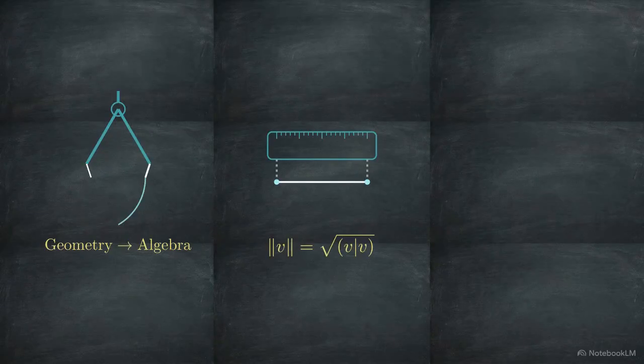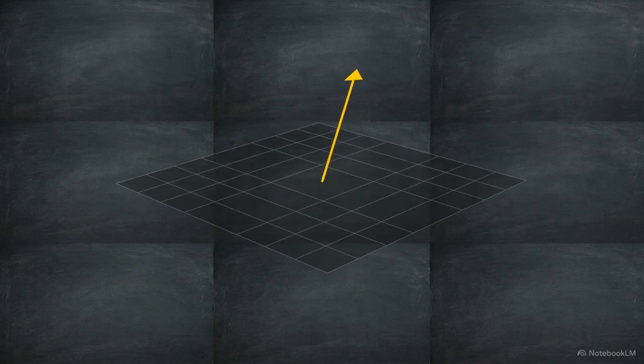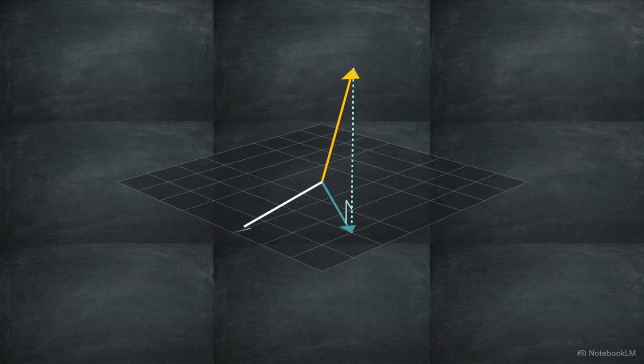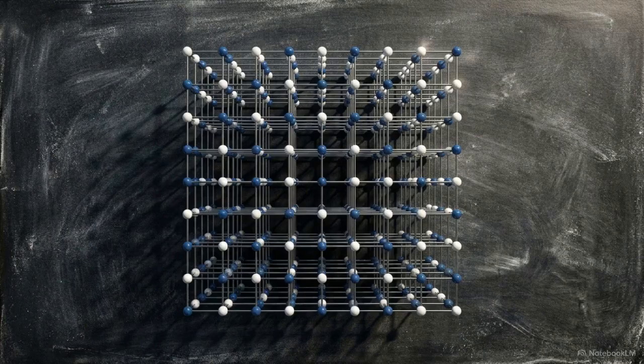To recap, inner products translate geometry into algebra, providing the formulas for length, distance, and orthogonality. This geometric framework is required before you can move on to more advanced topics like orthogonal projections and the Gram-Schmidt process. Essentially, inner products provide the coordinate system for abstract spaces, allowing us to use spatial logic to solve problems in higher dimensions.